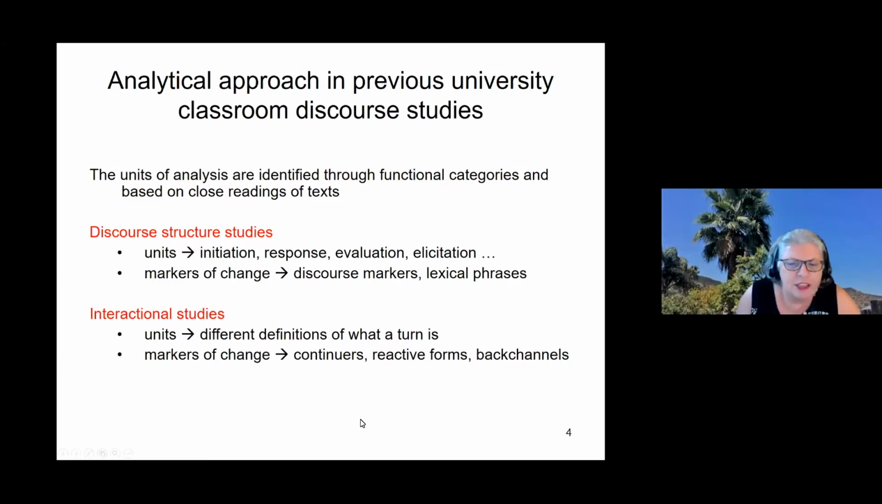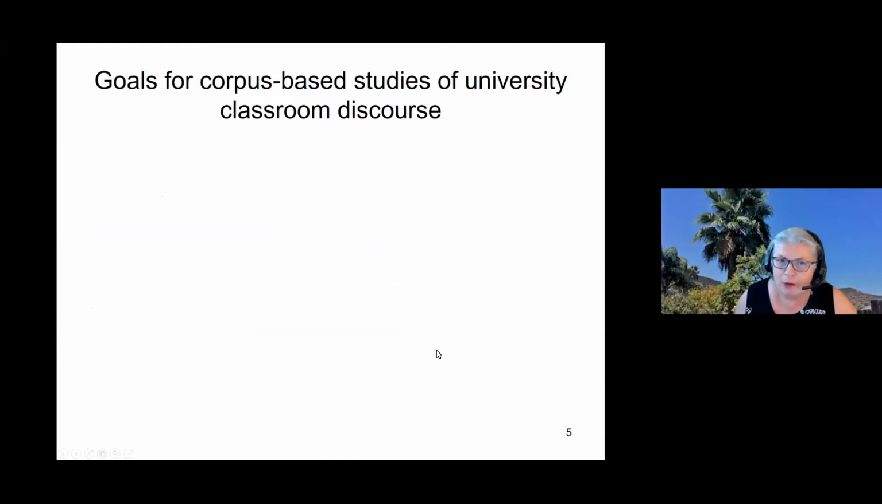The markers of change in interactional studies would be, for example, when we look at back channels, or when we look at reactive forms or so. All right. Now, there is one big challenge that a corpus linguist faces if he or she wanted to do such analysis, and that is that these are functionally defined categories, and then they are looked for in the text. And as I mentioned, it requires a close reading of the text itself.